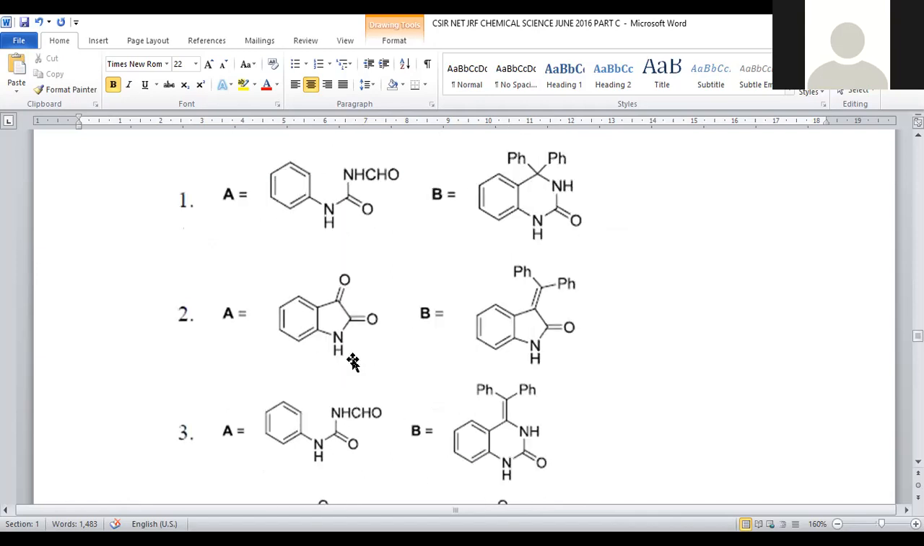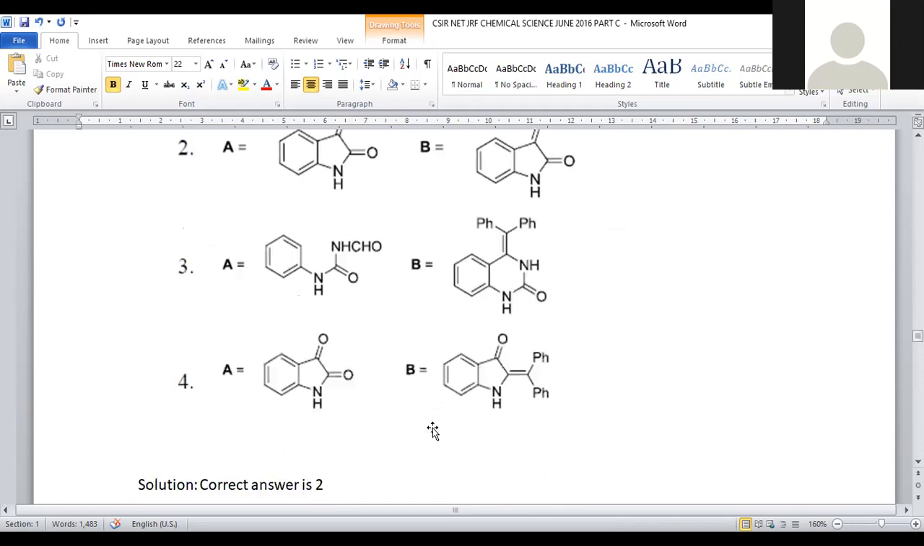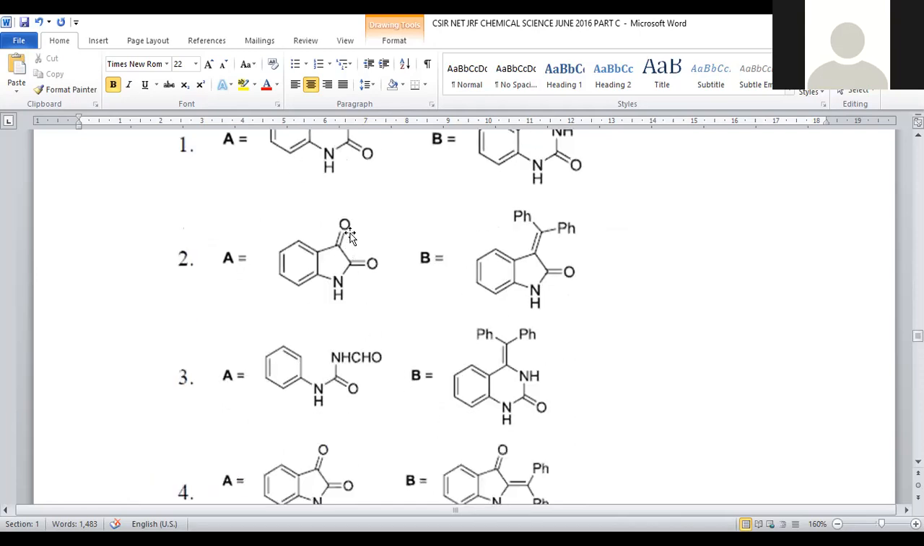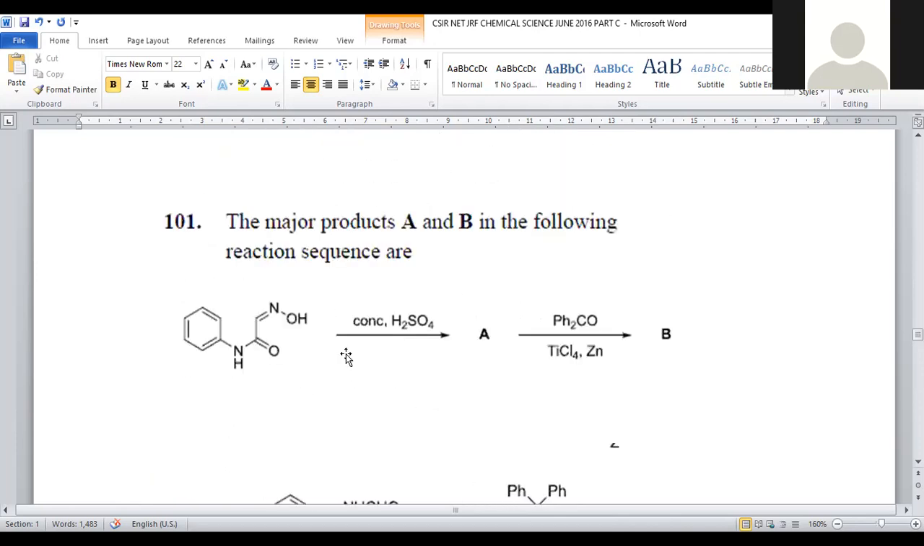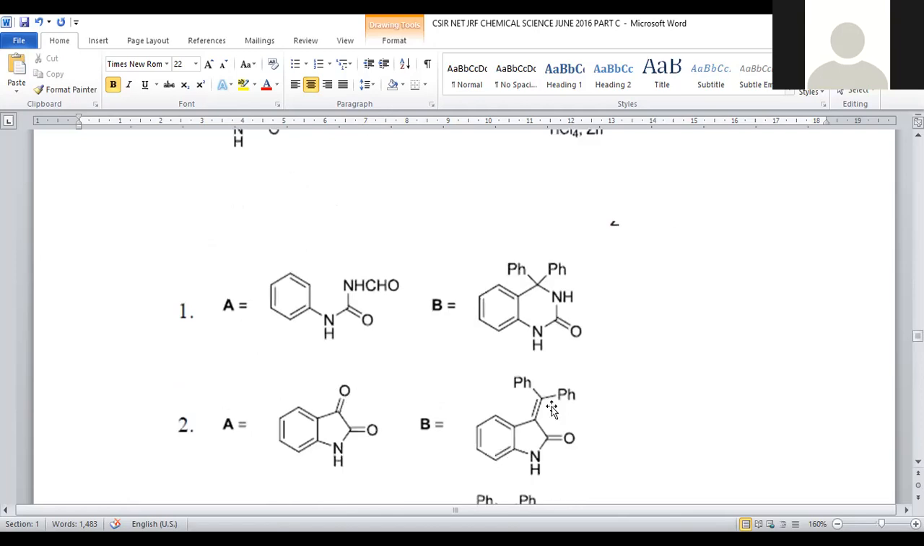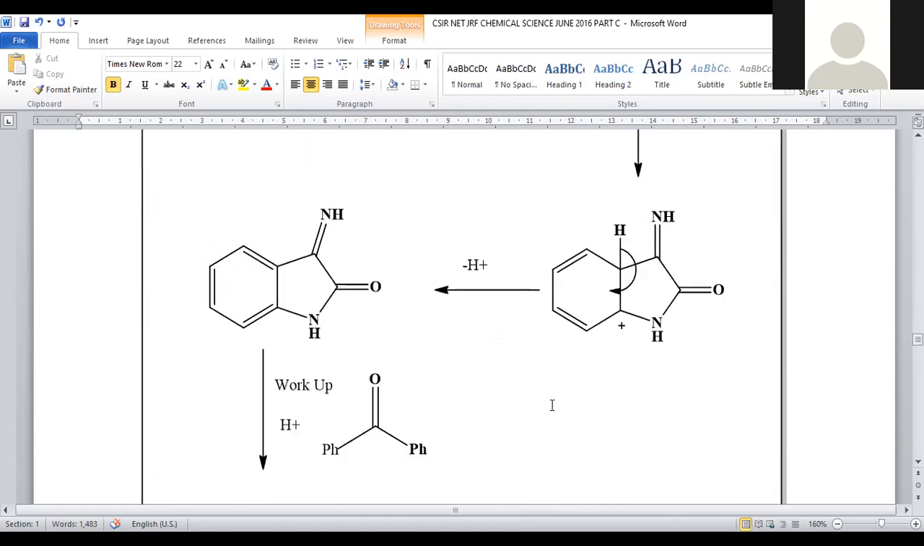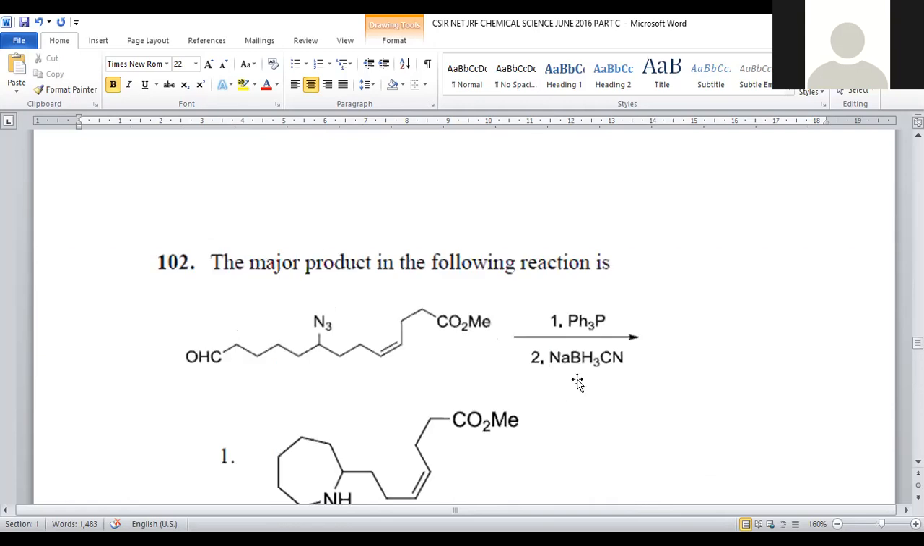So here initially we got a condensed product like double bond O and double bond O, and on further reaction with this benzophenone, there is the origination of the condensed product. So that is represented in option number 2. For question number 101, option number 2 is the correct answer. Let us move on to question number 102.